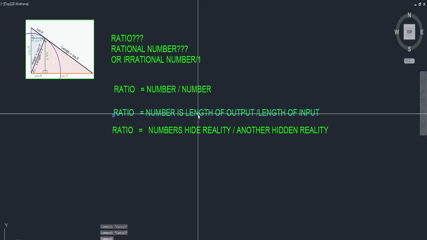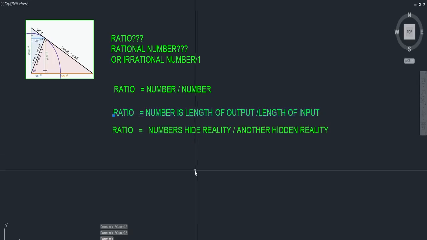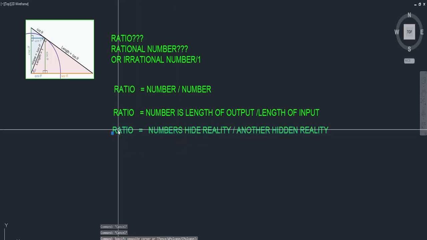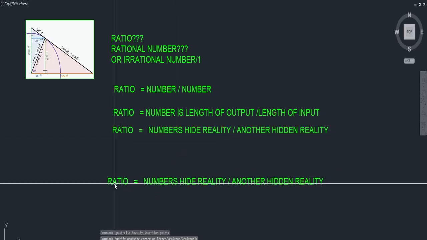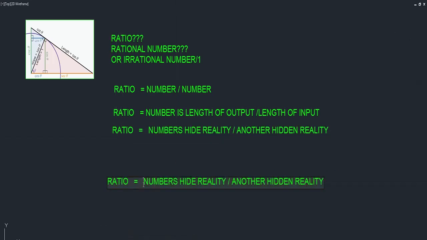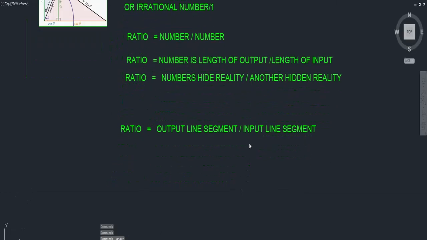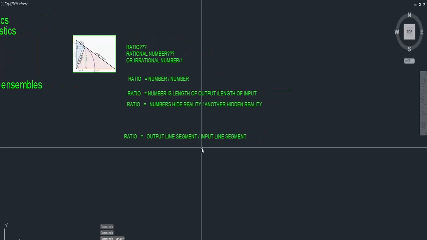Why should we think of it as a length? We should think of the real output. We should think of the real input. What is that real output and what is that real input? The real output is the line segment, the output line segment, and it is divided by the input line segment. Now the question is, how can we divide one line segment by another line segment?